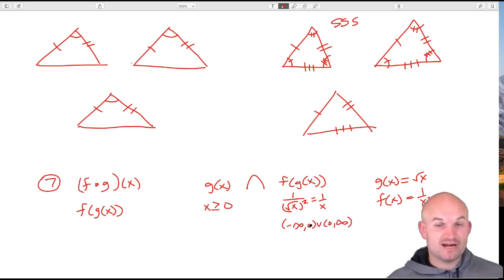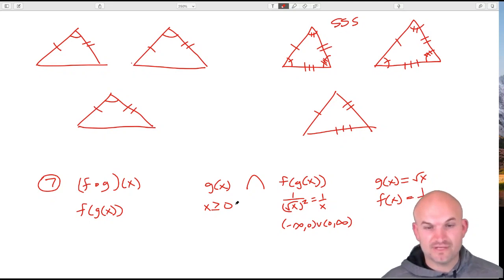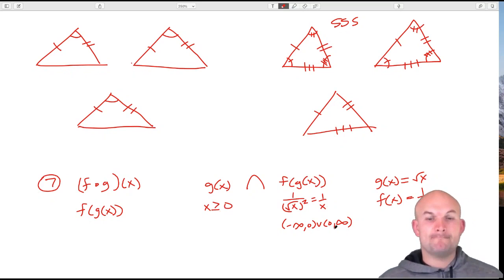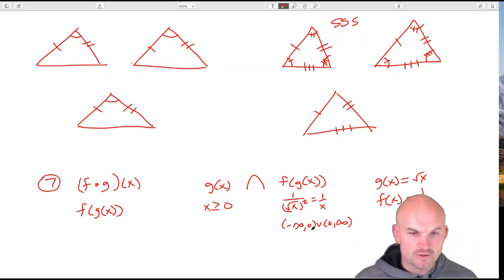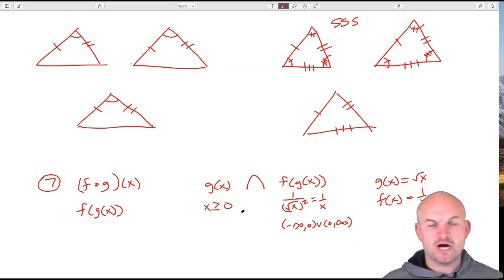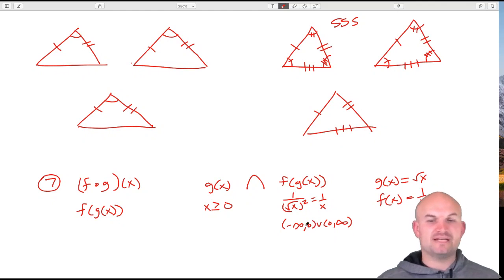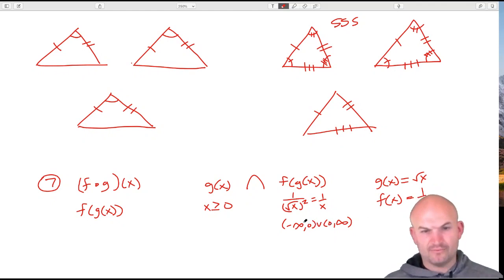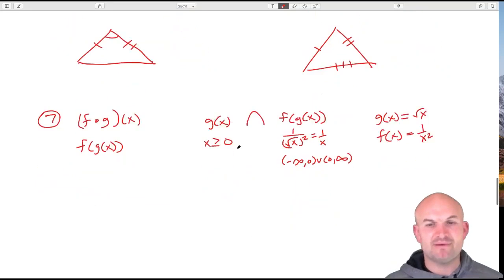Again, we're trying to find the intersection of these two. The values have to be greater than or equal to 0. But this one is saying the domain is from negative infinity to 0 or 0 to infinity. Graphing these would be better to see this, but the domain of the intersection here is just going to be from 0 to infinity.